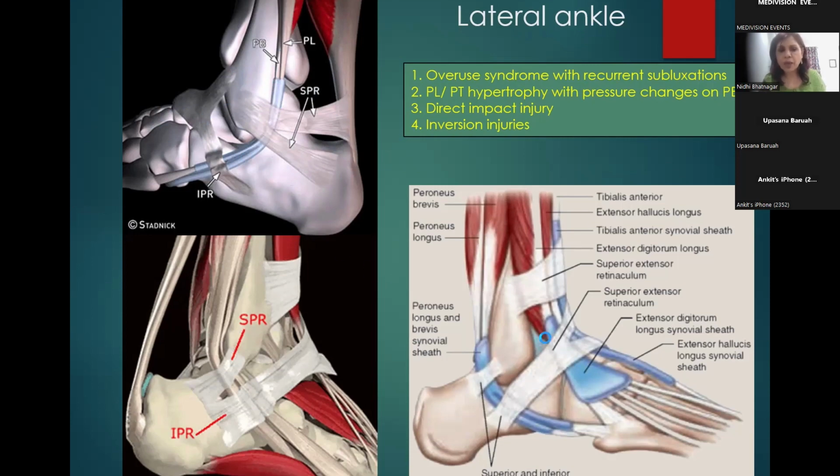Next, we have the inferior peroneal retinaculum. As you can see, it's just distal to the fibular styloid, and it supports for about 2 centimeters the distal tendons, both of them in separate tendon sheaths.